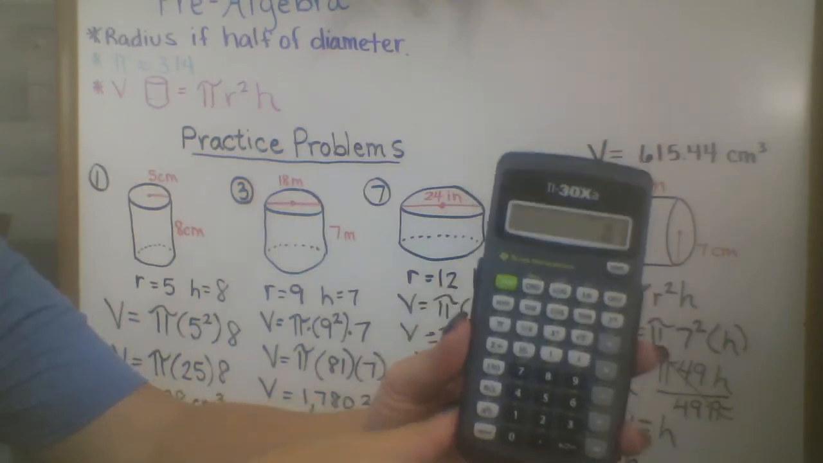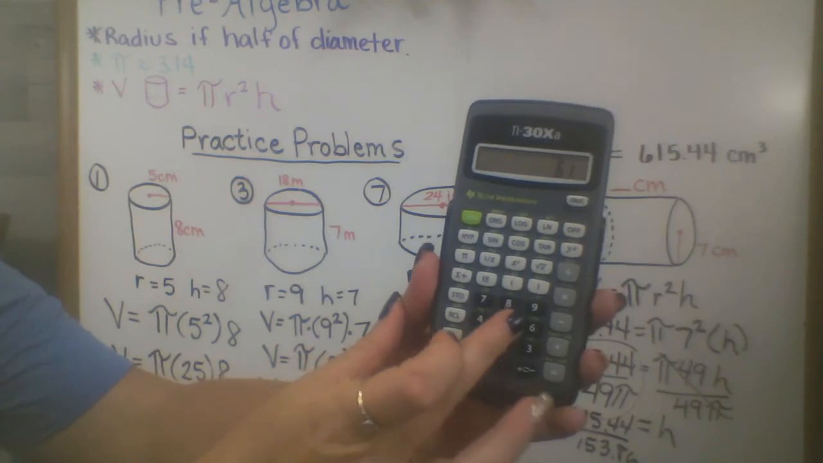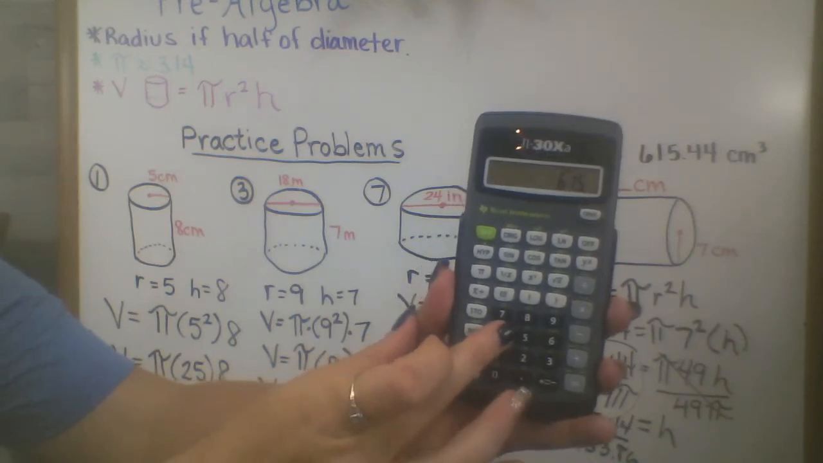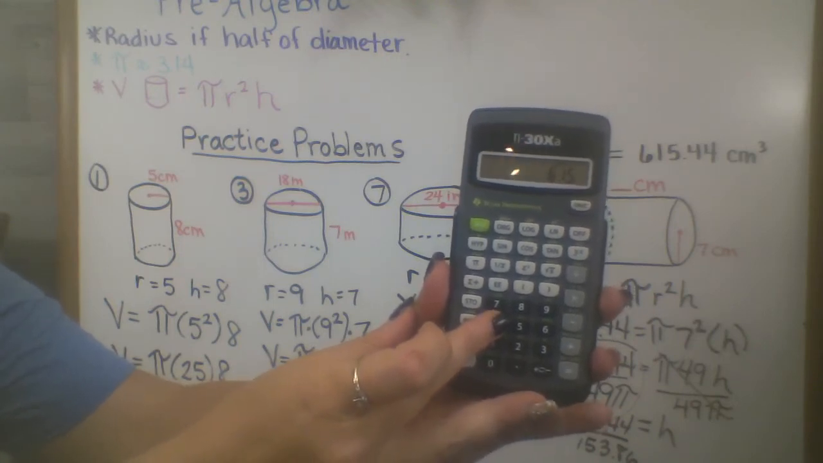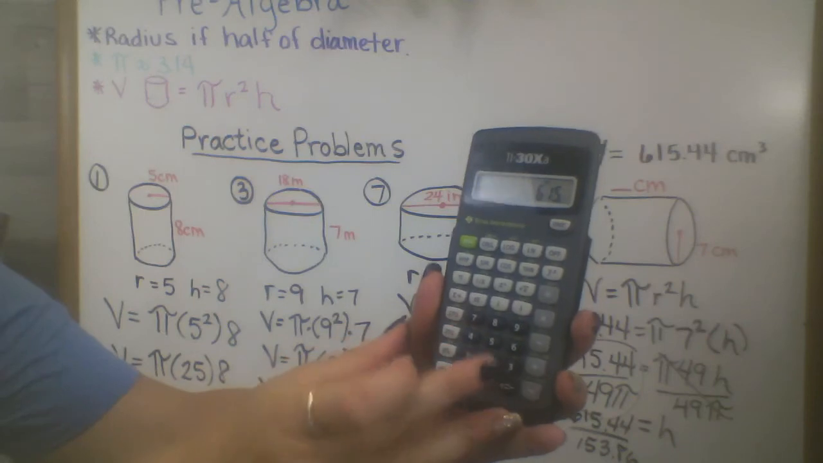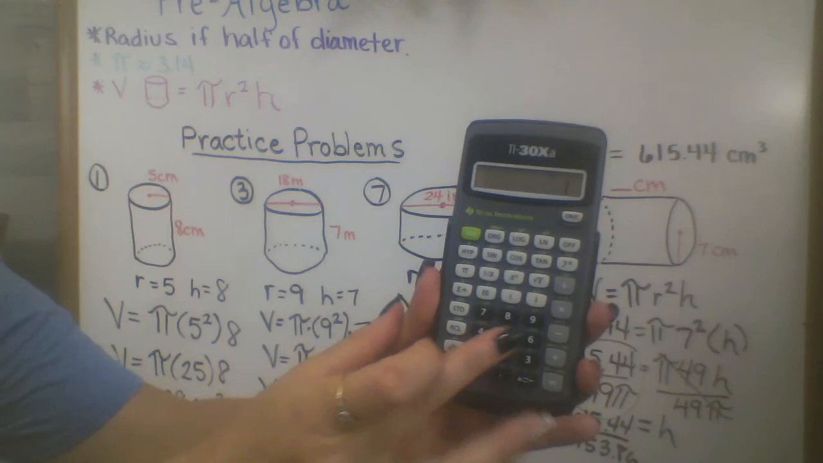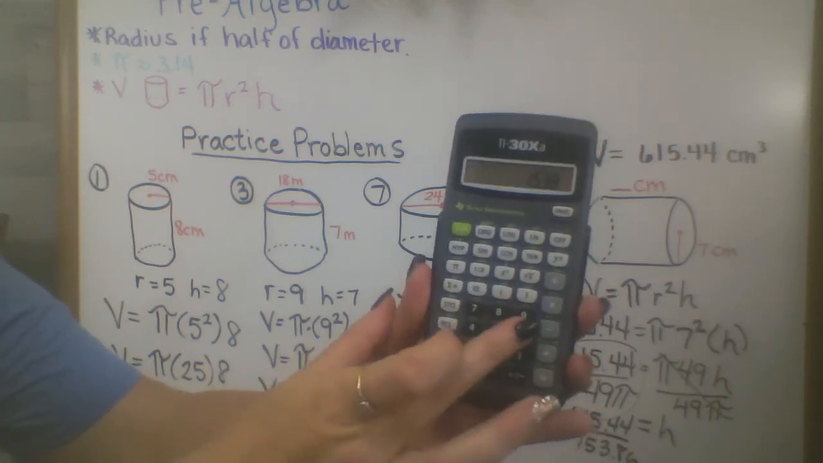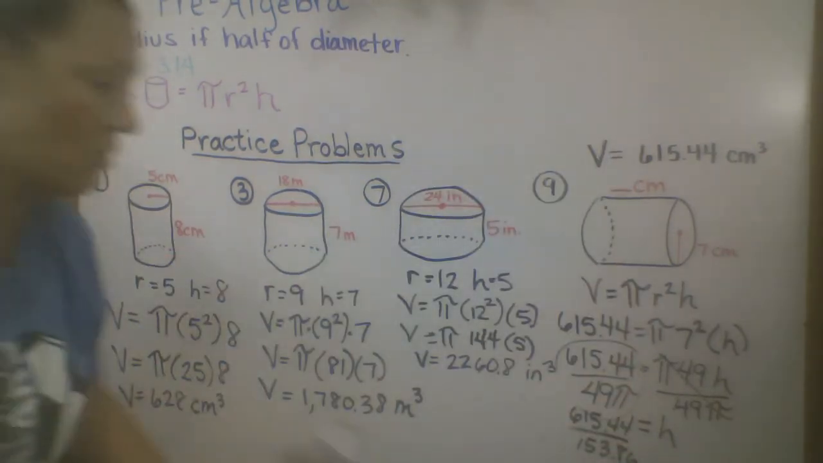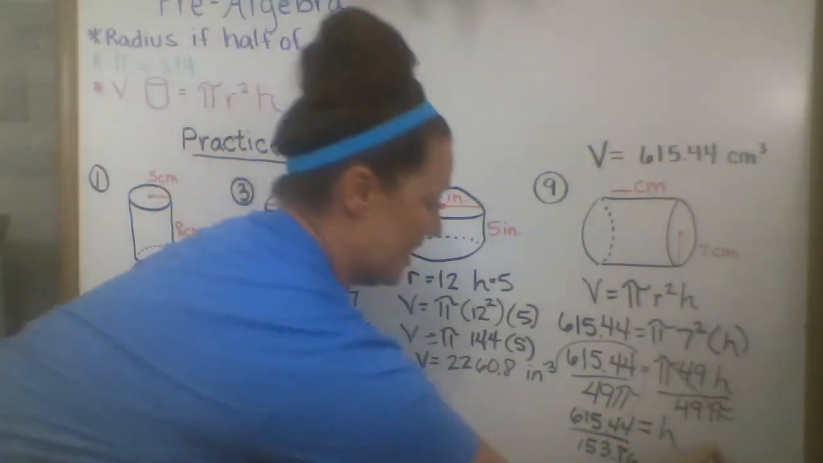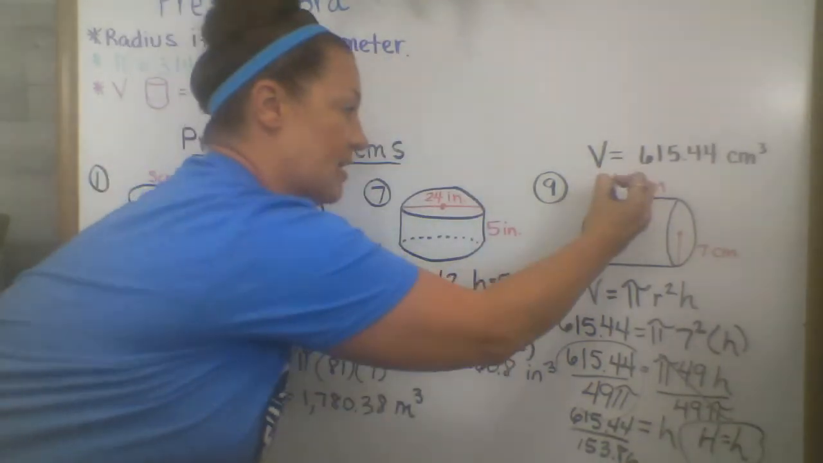Okay, so let's plug it in. And again, it said to treat pi like 3.14 and already round it. That's why we did that bottom portion first, so that we make sure that we divide 615.44 by both 49 and pi. So 615.44 divided by 153.86. Our answer is 4, ladies and gentlemen. So what is 4? 4 is our height. All right, so we can plug it in right here.